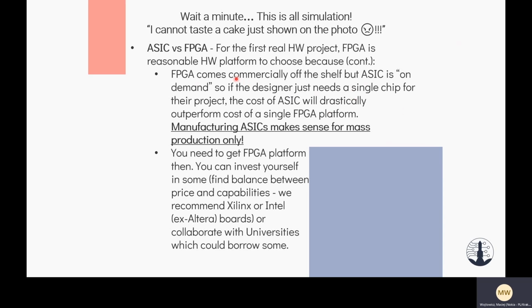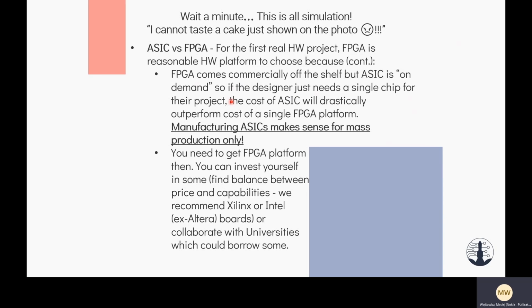So as this statement goes, the cost of the ASIC will drastically outperform the cost of a single FPGA platform, because FPGA platforms are already manufactured and on sale. To get ASIC manufacture, you need to make an order to the factory, which of course is going to be very costly. So continuing our journey, I think that I convinced you that now we need to focus on implementing our design in FPGA platform.